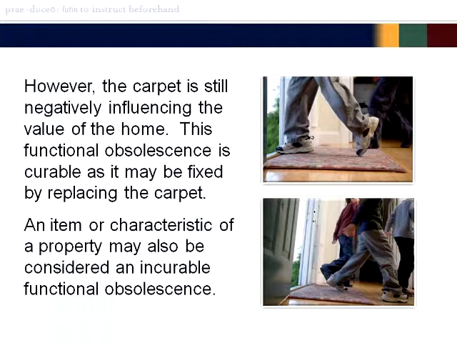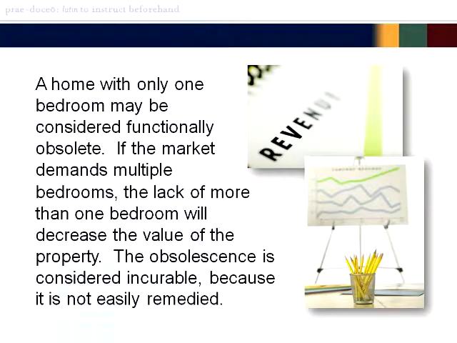An item or characteristic of a property may also be considered an incurable functional obsolescence. A home with only one bedroom may be considered functionally obsolete. If the market demands multiple bedrooms, the lack of more than one bedroom will decrease the value of the property. The obsolescence is considered incurable because it is not easily remedied.